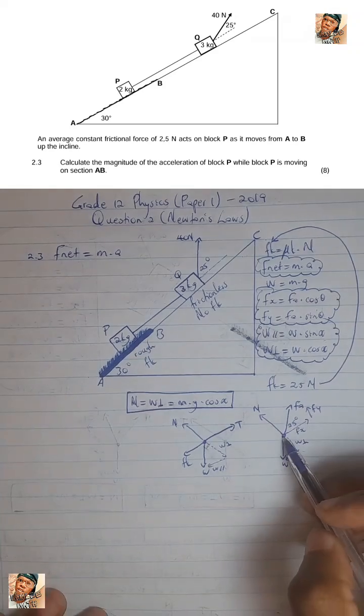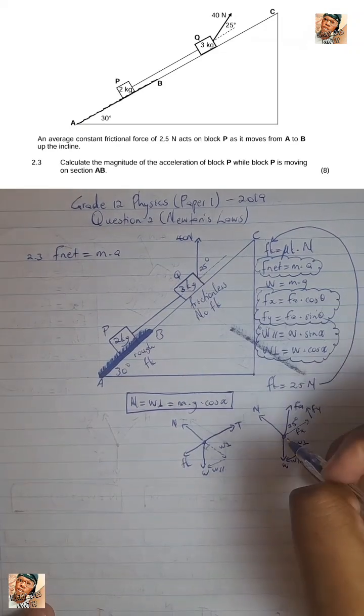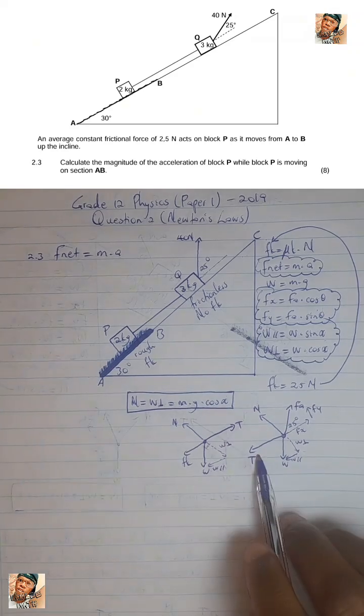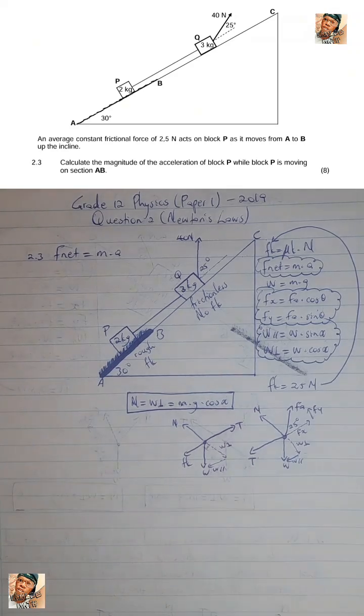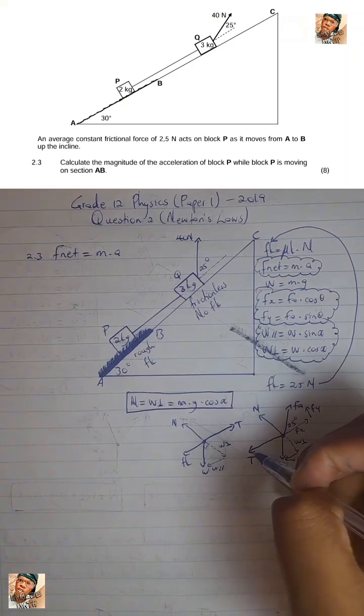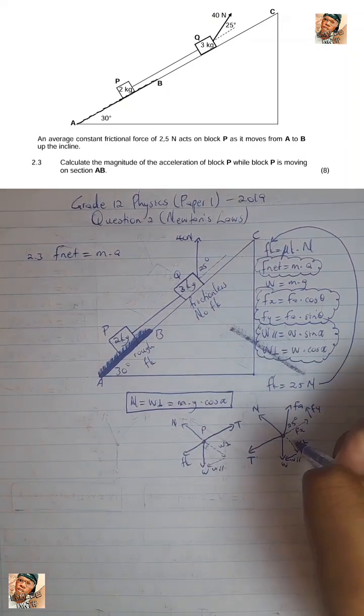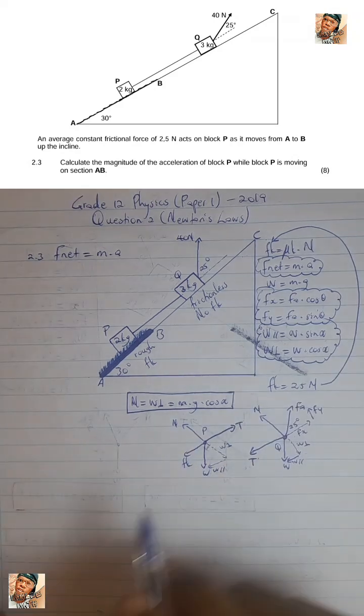Oh, I forgot the tension when it comes to block Q. We also have the tension when it comes to block Q. I forgot to do that in the previous page, but now I've realized that we also have the tension. Right, so these are the free body diagrams of P and Q respectively. This one is for Q. Right, so let us start with P.